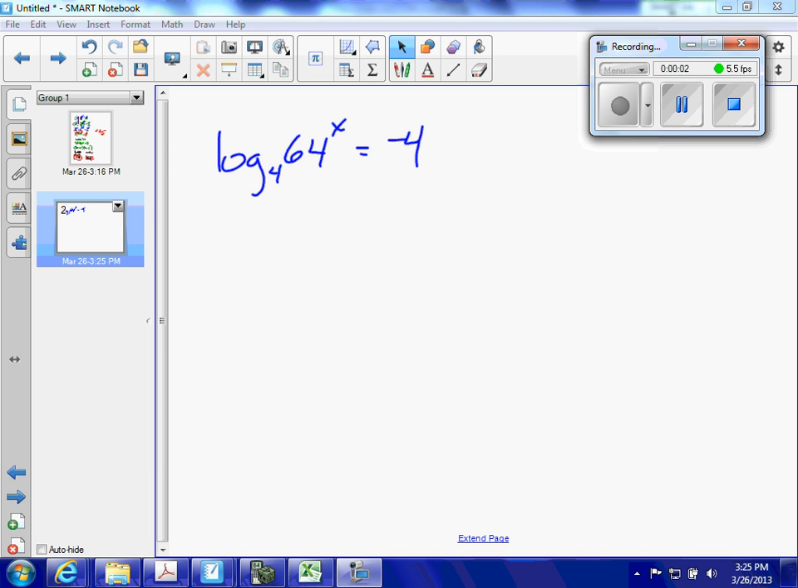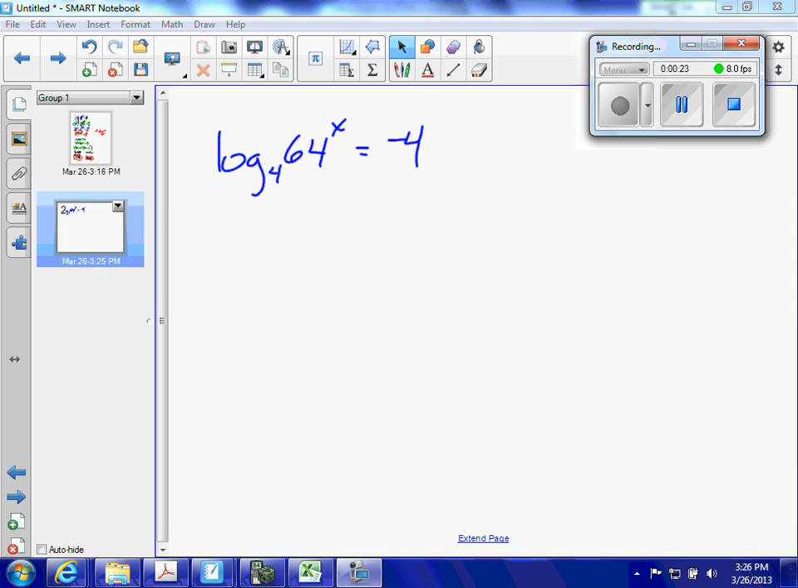This problem is similar to problem number 105 on page 295, section 5.4, and it's off of today's review sheet. But I need to solve for x. So I have a logarithm and I have an exponent.